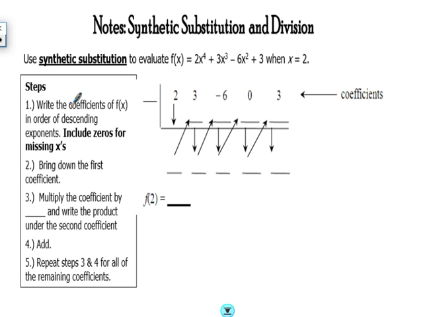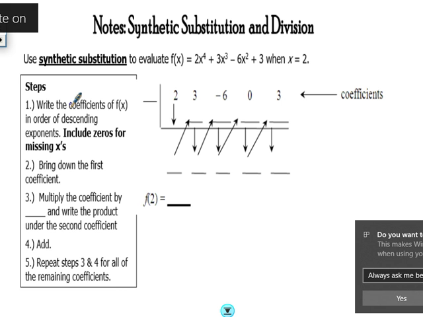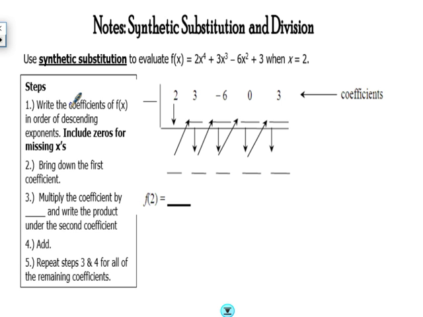Alright, we're going to be looking at notes on synthetic substitution and division. Alright, so we're going to look at synthetic substitution first. It's an alternative to direct substitution. So we're asked to evaluate f of 2 for the following polynomial. When you start raising to a power, your numbers get large quickly. So synthetic substitution is a way to keep your numbers a little bit smaller.